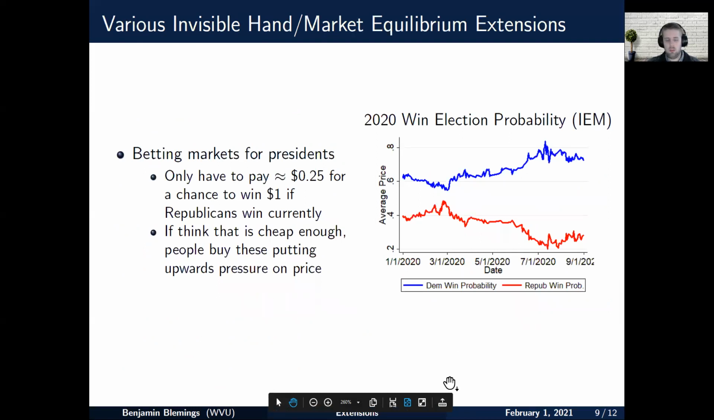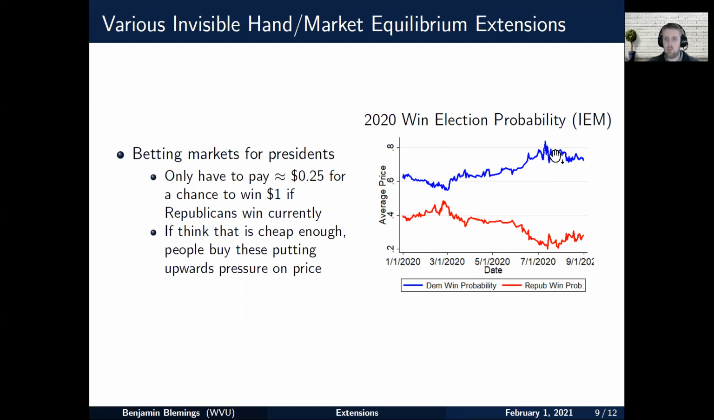Okay, so let's talk colloquially about the invisible hand and market equilibrium. Something that's been shown to be an accurate predictor, more accurate than polls in fact, is people betting on who the president will be. And so I actually took this data off the integrated election markets and plotted it for you. The blue line being the price of a share of Biden winning.